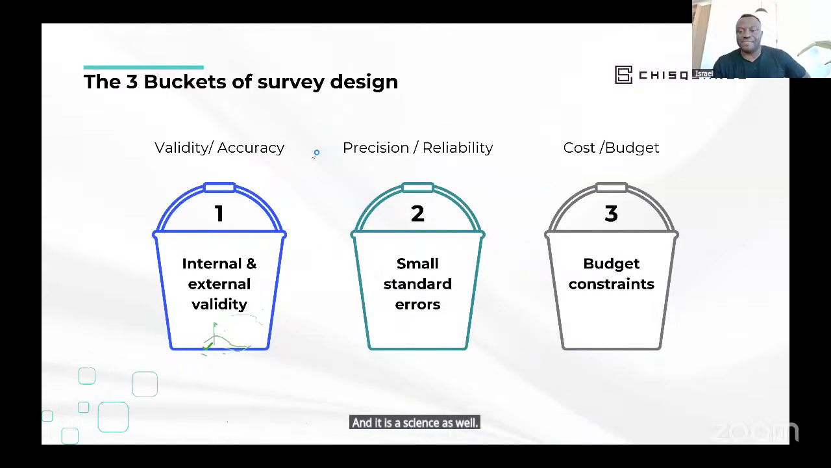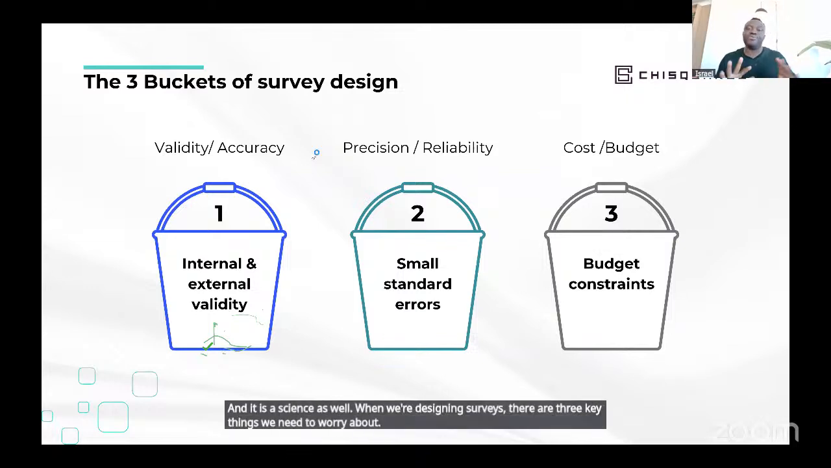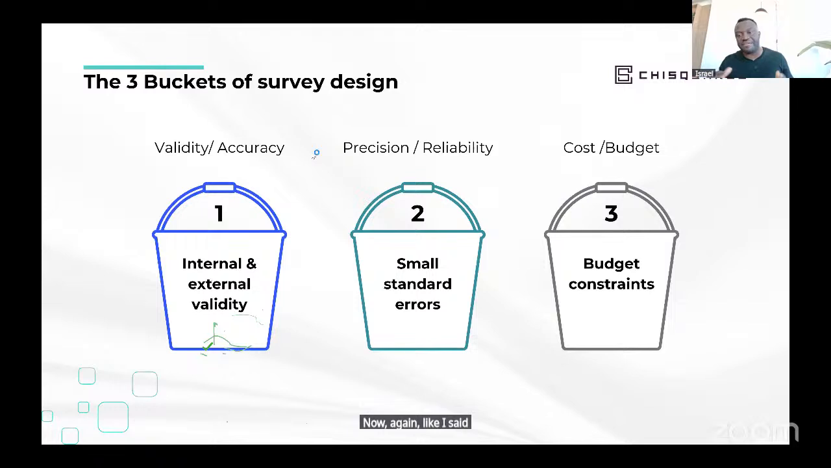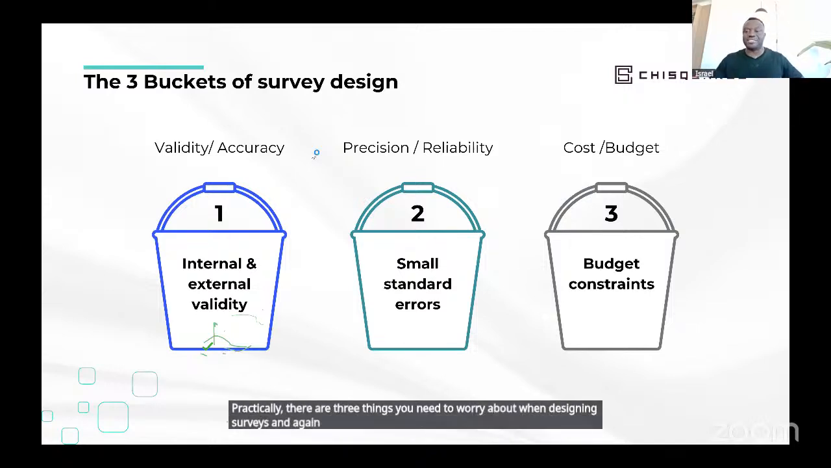When we're designing surveys, there are 3 key things we need to worry about. Now, again, like I said, these lectures will be from a very, very practical perspective. So practically, there are 3 things you need to worry about when designing surveys. And again, we're assuming that the surveys are designed to be representative of the region you're trying to survey.